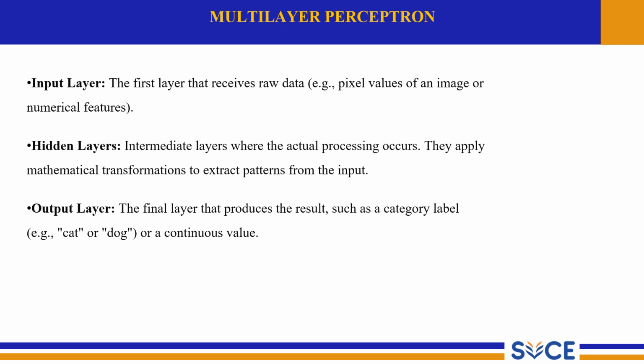And then finally, we have the output layer. This layer produces the final result such as a category label like cat or dog in classification problems, or continuous values for regression tasks. So the output is what the network predicts based on the input data it received. Together these layers allow the MLP to take raw data, learn patterns and provide meaningful predictions.